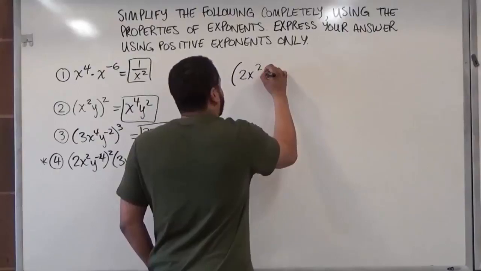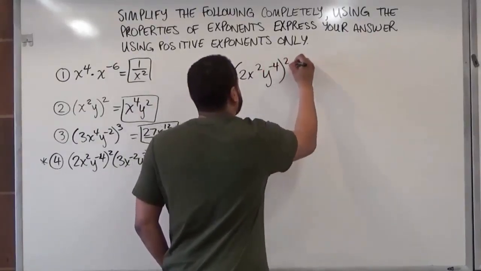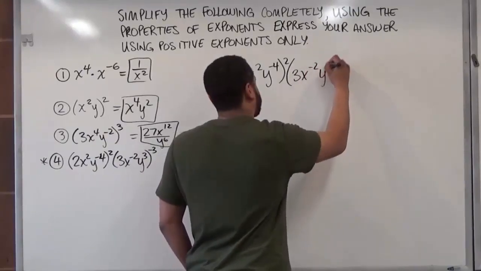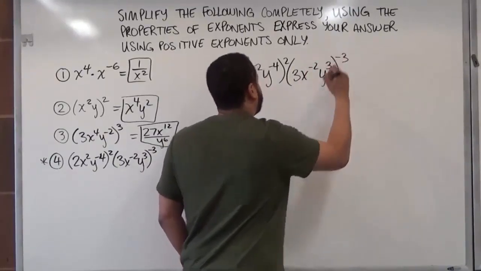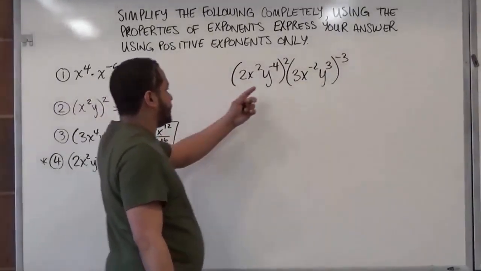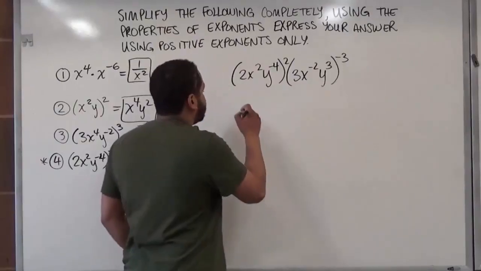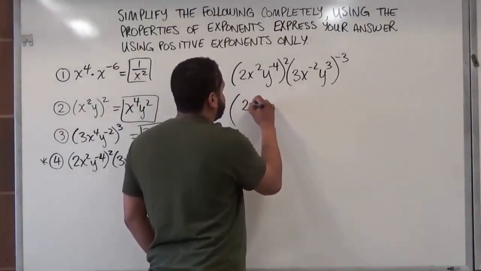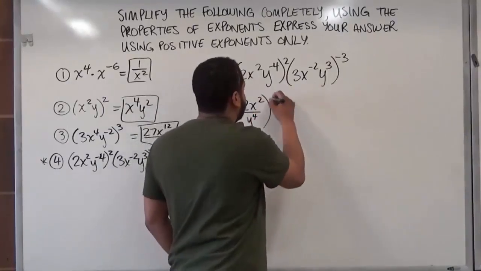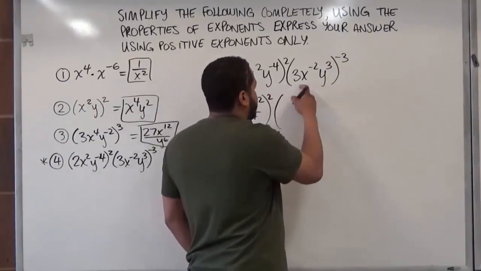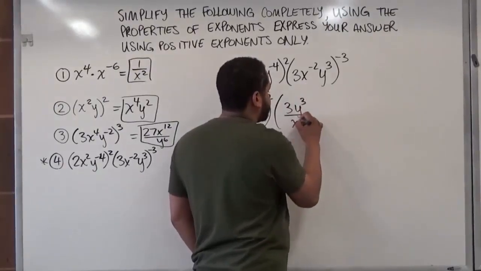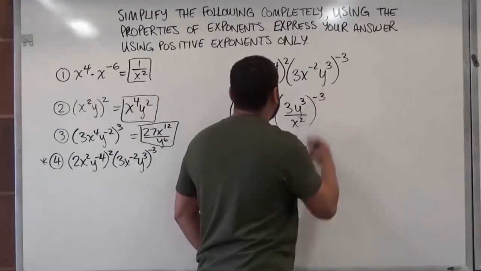So here we have 2x to the second, y to the negative 4th power, all to the second, and 3x to the negative 2nd power, y to the 3rd power, all to the negative 3rd. So initially our first step in this problem is going to be to move the negative exponents to denominators. So here on this side we have the fraction 2x squared over y to the 4th. And here we have, this is squared. Then we have 3, the x goes down, so we have 3y cubed over x to the 2nd. And this is to the negative 3rd power.